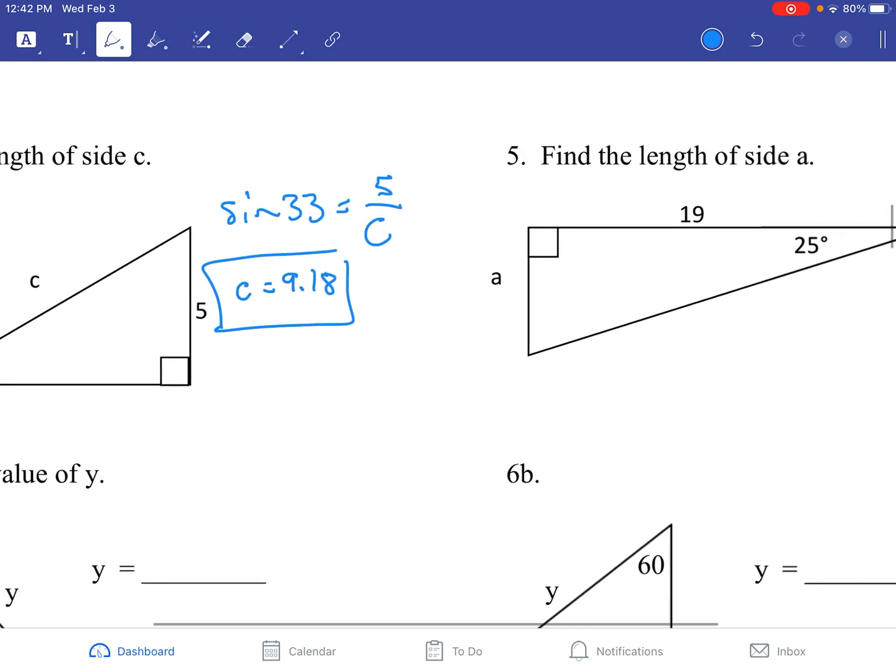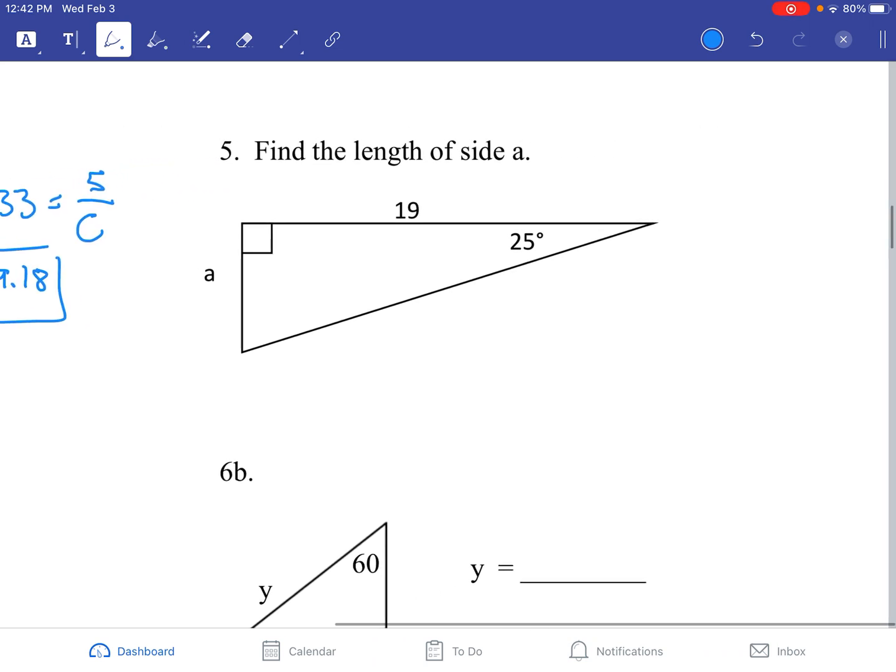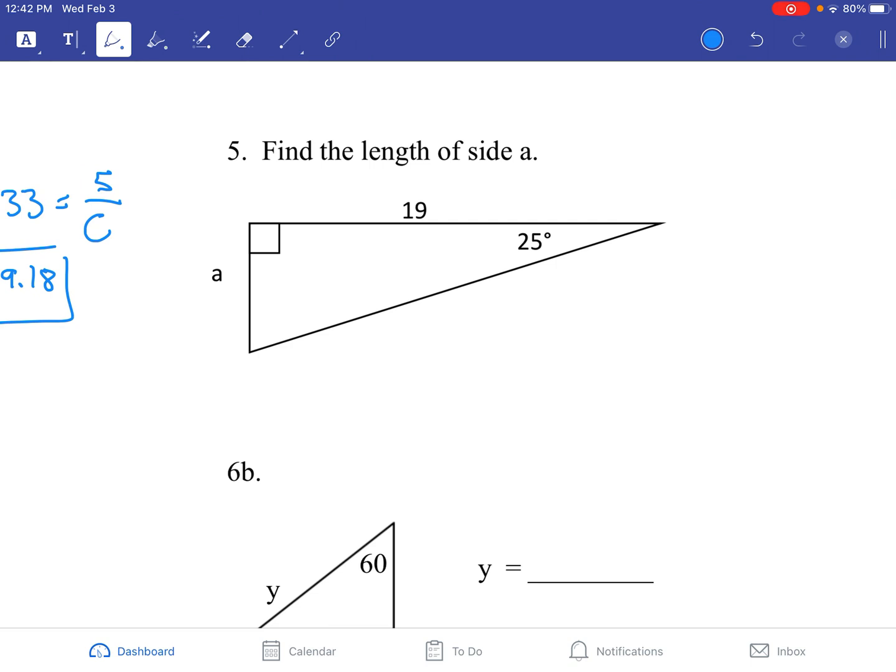To find A, since we're given the opposite and the adjacent, we're going to use tangent. So the tangent of 25 is equal to the opposite, A, over 19. So 19 times the tangent of 25, A is going to equal 8.86.